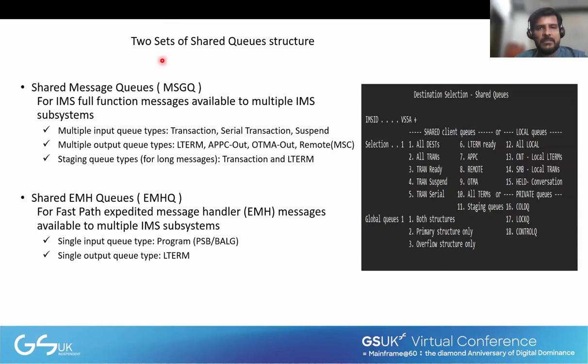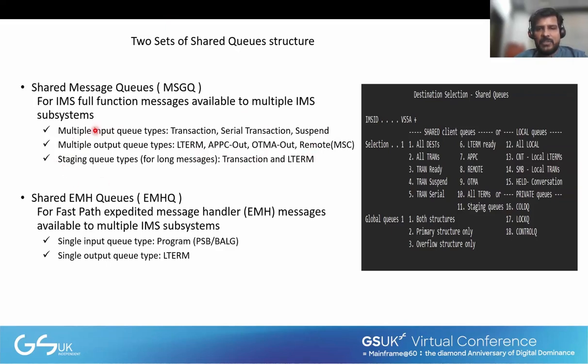There are two sets of shared queue structures in shared queues. One for full function messages and another one for fast path messages. The message queue structure, which is for full function messages, contains multiple input queues, like separate queues for transactional messages, serial transactional messages, and suspend transactional messages. Similarly, there are separate output queues for messages to terminals, PPC application, OTMA clients, or a remote MSC link.